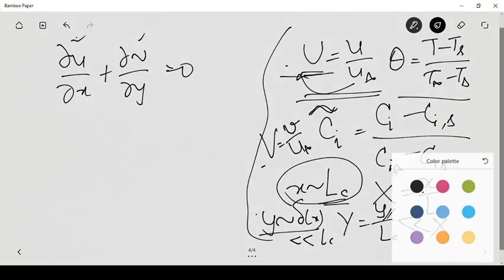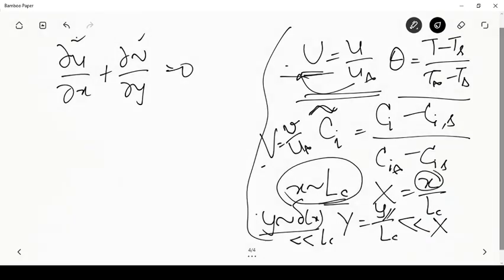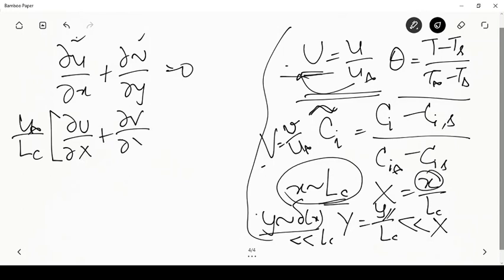Similarly, small x is capital X into Lc, and small y is capital Y into Lc, so Lc can come out. If I take out u infinity divided by Lc from this equation, I'll get del capital U by del capital X plus del capital V by del capital Y equal to 0. And since this quantity is non-zero, the governing equation becomes just this one. This is your equation of conservation of mass: del capital U by del capital X plus del capital V by del capital Y equal to 0.